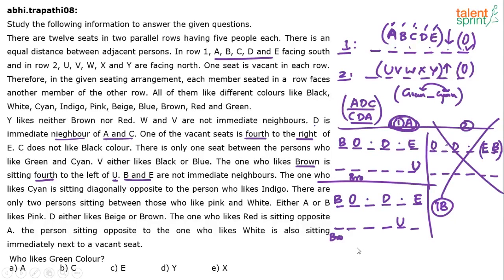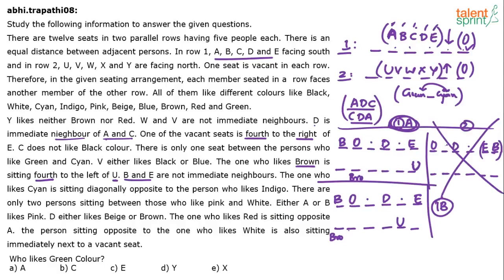Let's try. The one who likes cyan is sitting diagonally opposite to the person who likes indigo. This is again not very useful. There are only two persons between those who like pink and white. Either A or B likes pink. Okay. D likes beige or brown.